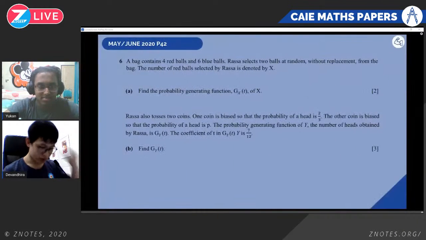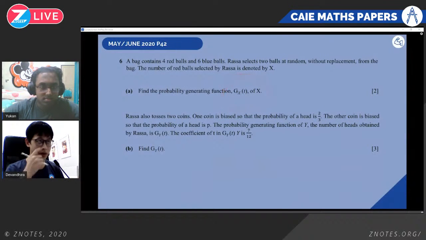Let's go for the next one. Probability generating function. You're also taught a generating function when you take actuarial science. So if you learn this, it's really useful.